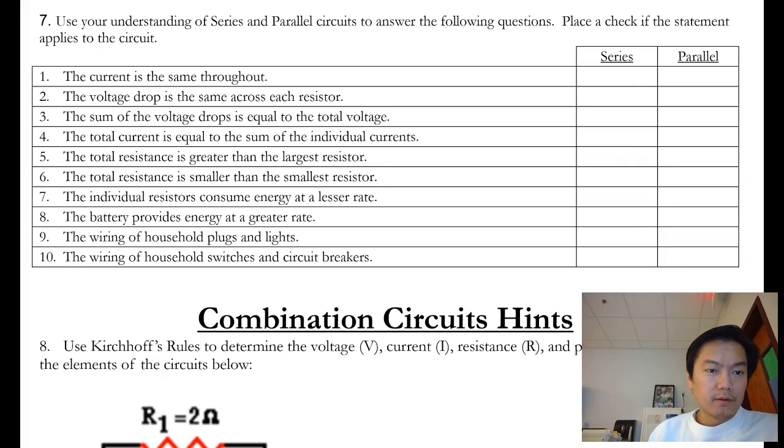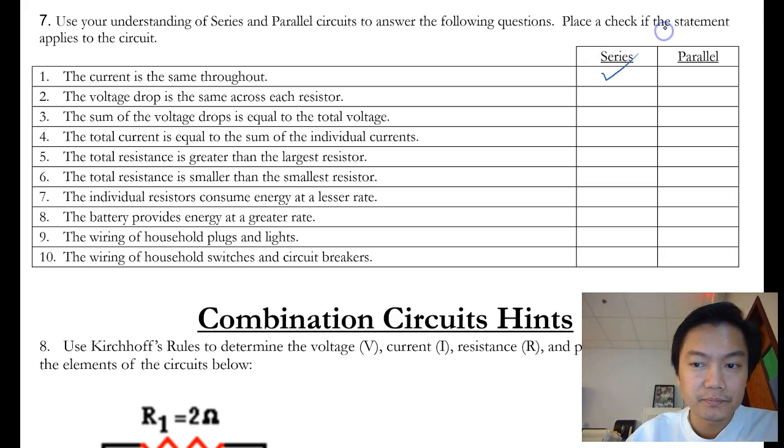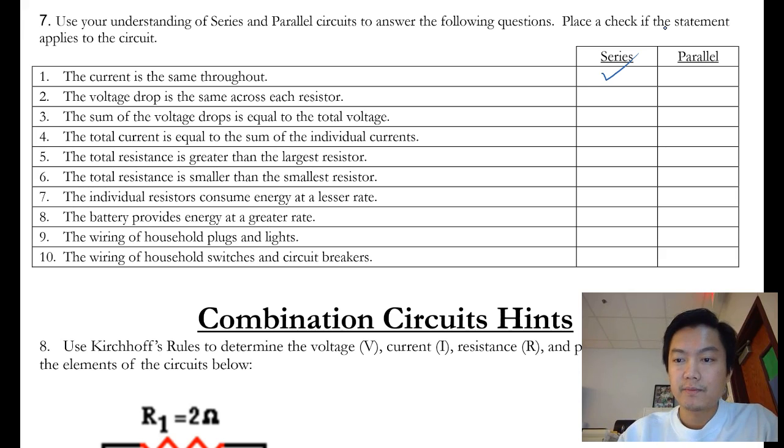Okay, so this is going to summarize the series and parallel circuits. Let's do this before we move on to combination circuits. Number one, the current is the same throughout. And you guys can shout it out. Number two, the voltage drop is the same across each resistor.